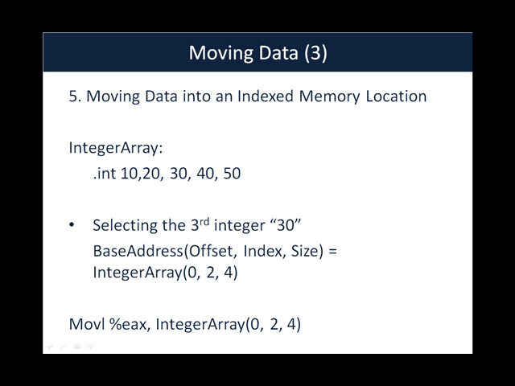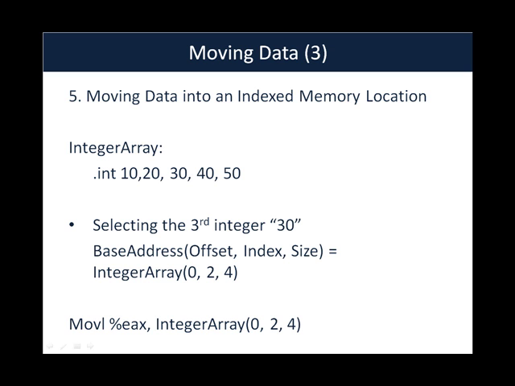The base address in this case is where the integer array starts, and hence it is integer array. The offset into the integer array from where we want to start: let's say we want to start from the beginning, in which case the offset is 0. The second argument is the index into the array. What we really want is to start from the beginning of the third integer, which would be the end of the second integer. Hence the index would be 2. Finally, the size of the objects, given that it's an integer, would be 4. So this points to the memory location where the integer 30 begins.